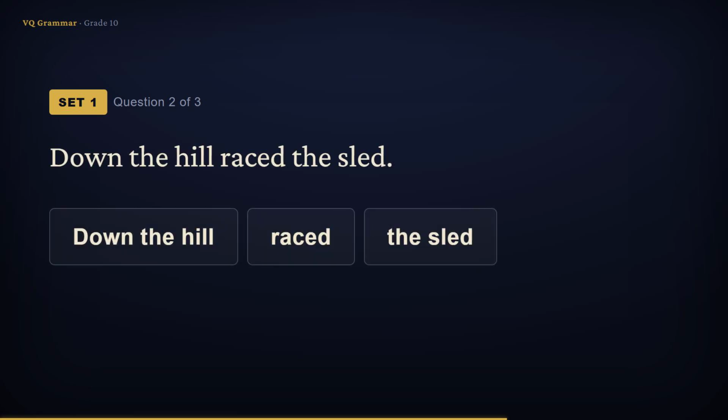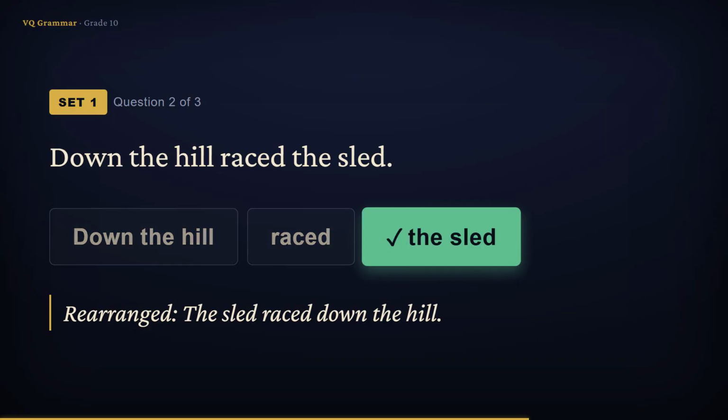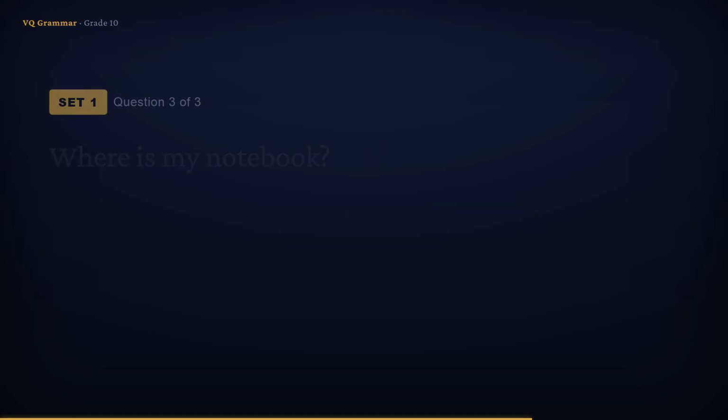Down the hill raced the sled. This one is inverted for effect. Find the verb, which is raced, and ask, raced what? The sled did. Flip it back to normal order and you get the sled raced down the hill. So the subject is the sled.